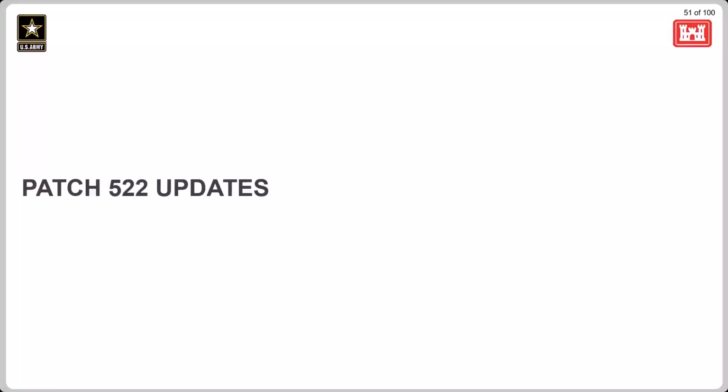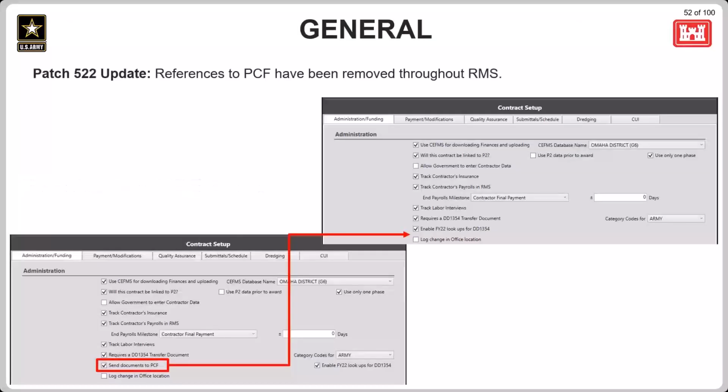Moving on to the patch 522 updates. First, there was an update that impacted a lot of areas generally throughout a contract in RMS. Since RMS has been made the system of record for documents, there's no longer a need to send documents to PCF. So all references to PCF were removed within RMS.